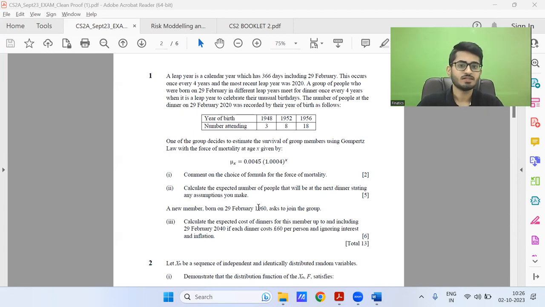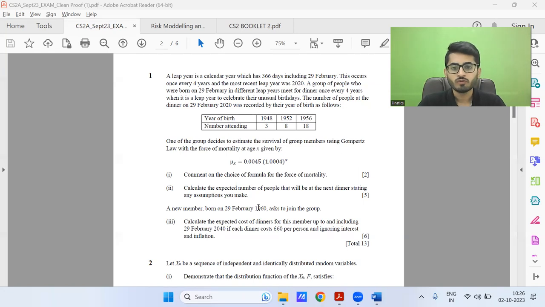So the first assumption to begin with: what I see is there are around 29 people who attended on 29th Feb 2020. So I will assume that these 29 are the only set of people, and that nobody else enters this particular group, because in case they do, then the calculation will become not that straightforward. So the natural assumption is that only these 29 people are there. Second, obviously, you assume that this force of mortality is valid for all these individuals.